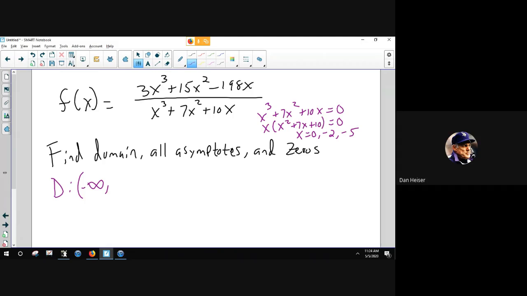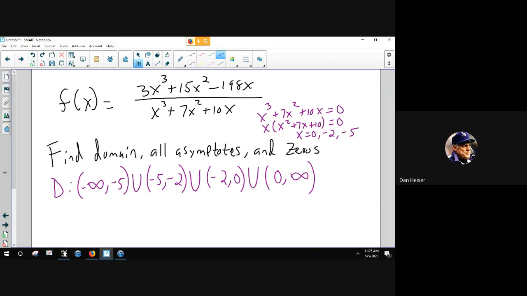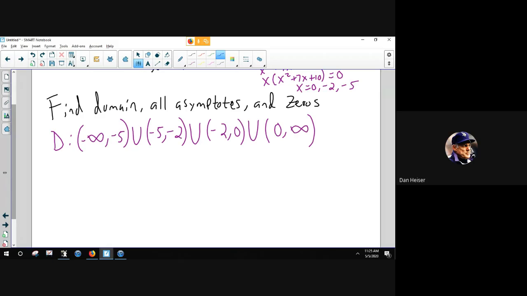Interval from -infinity to our first spot, -5. We will union that with -5 to -2. We will union that from -2 to 0. And then finally, we will union that with 0 to infinity. There's our domain. 4 intervals to choose values of x from. And then from that, we can pull our vertical asymptotes.